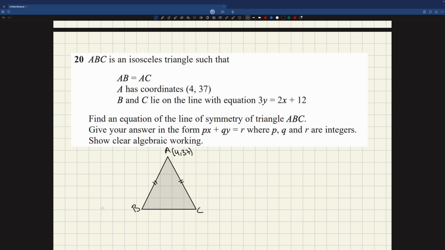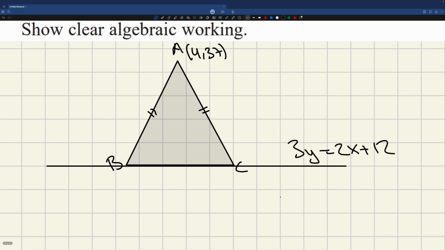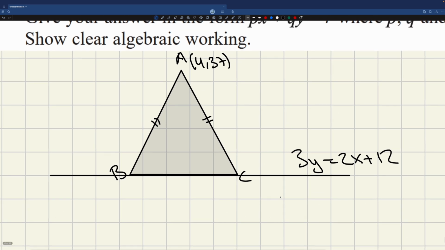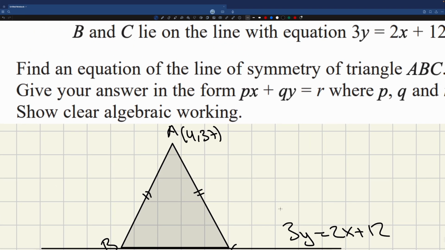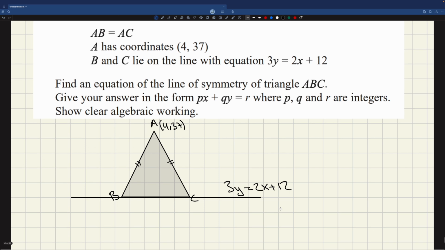Now this is slightly harder to draw. And what we will do is we will just extend the line BC, just like that. And you will say that this has the equation 3y equals 2x plus 12. What do we do after having done all of this? Now we need to think slightly. So we need to find the line of symmetry of triangle ABC.